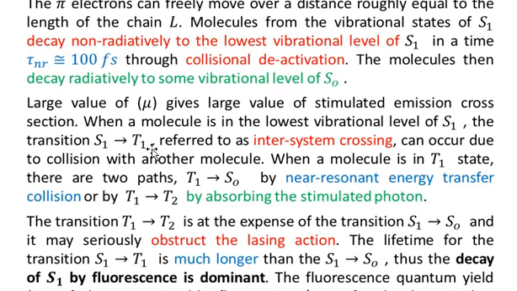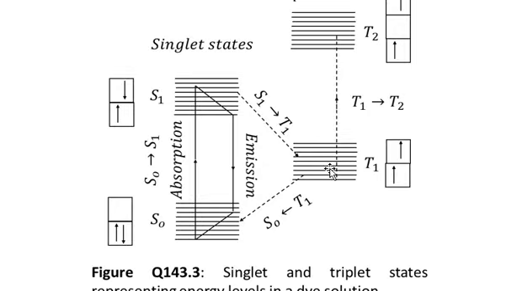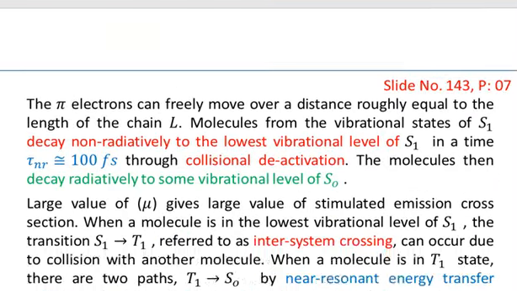Under such a collision, intersystem crossing occurs and the transition from S1 to T1 could be possible. When a molecule is in the T1 state, there are two paths from T1 to S0 by near resonant energy transfer collision, which I have shown. For example, the transition from T1 to S0 has been shown over here. The other possible transition will be from T1 to T2 by absorbing a photon of the laser.